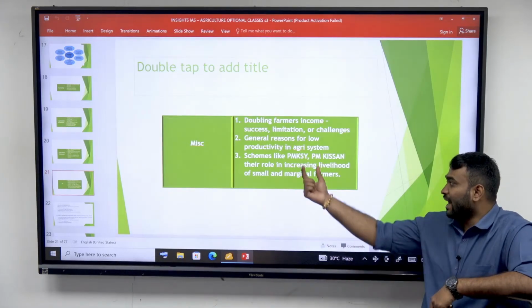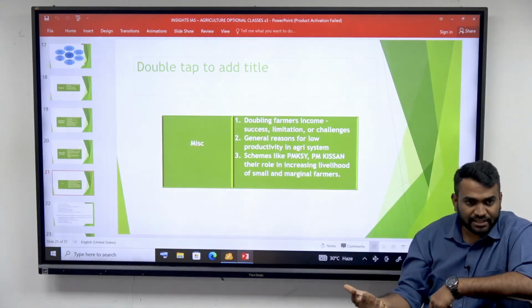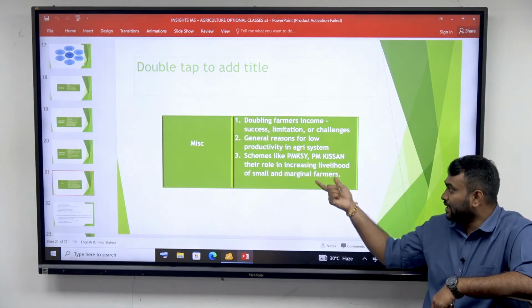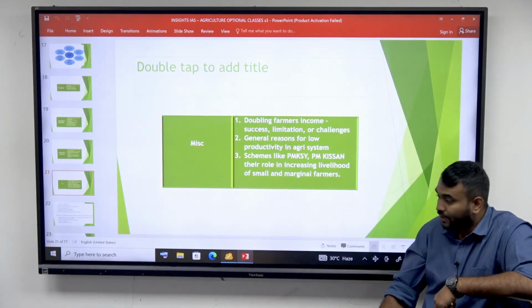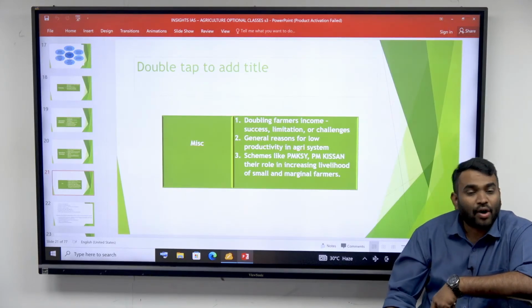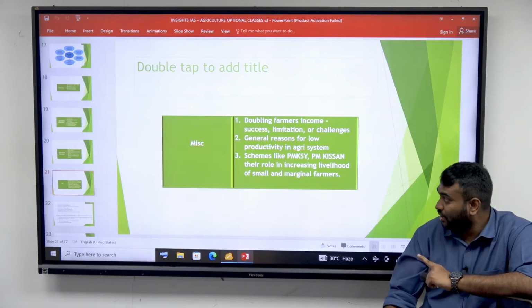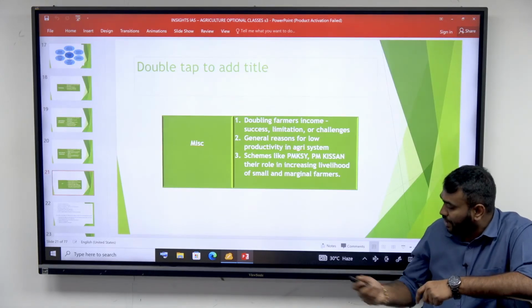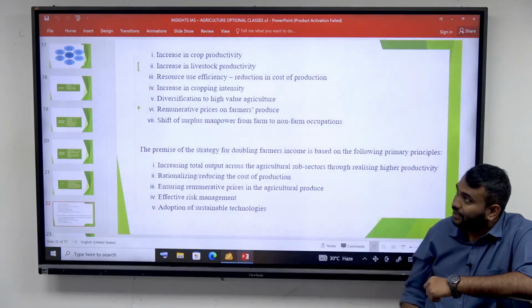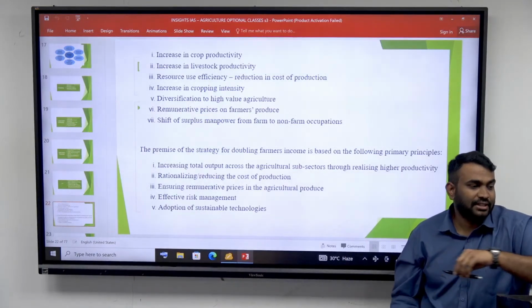Then they will ask for an individual program to be explained, or else they will ask how PM KSY will be helpful for small and marginal farmers, or how PM KSY will be a solution for water scarcity, right? Those sorts of questions will be there. Clear? Yeah. So this is the last slide where I have given the strategies for doubling farmers' income.